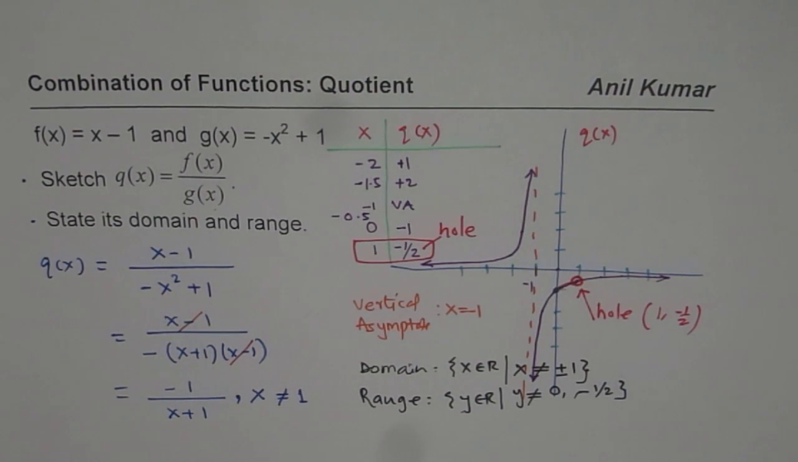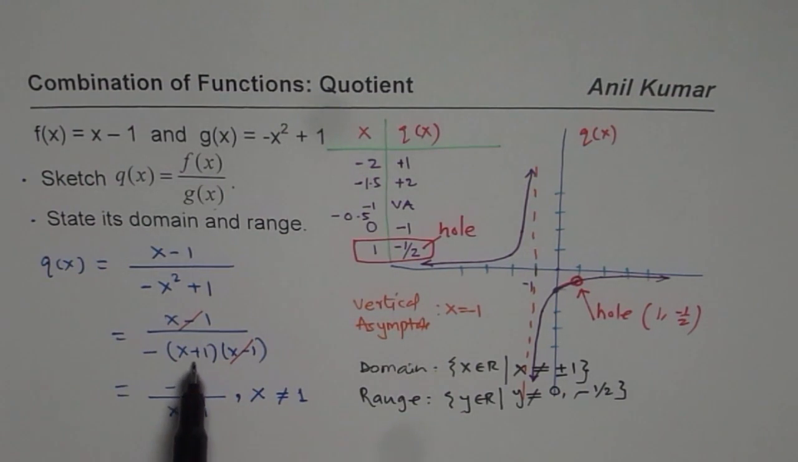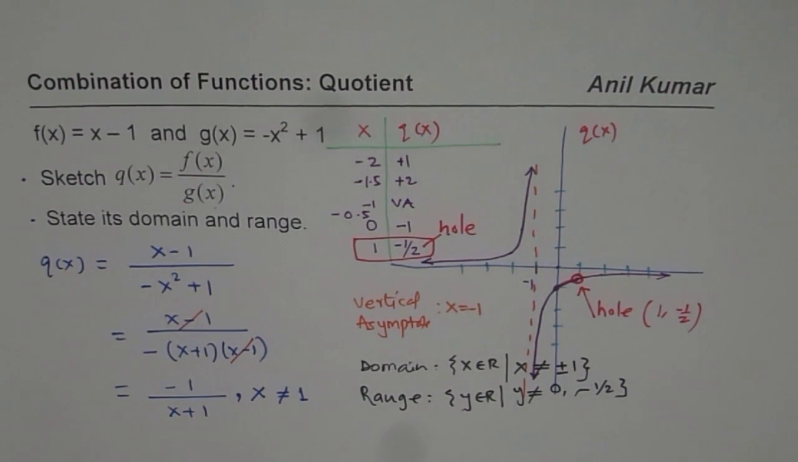I hope it's absolutely clear to you how to find the quotient of two functions and write its domain and range, right? So be careful about the restrictions whenever you do this. Whenever you cancel out common factors, it results in a hole, and the denominator cannot be 0, which results in a vertical asymptote. So that gives rise to your restriction. I hope that helps. Thank you and all the best.